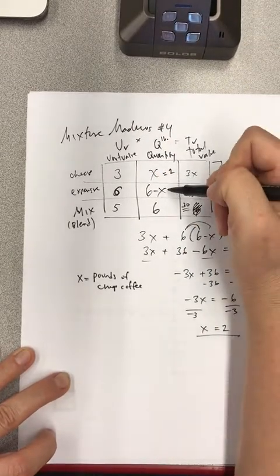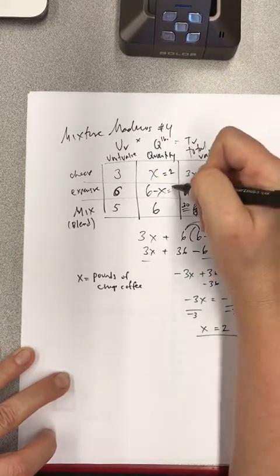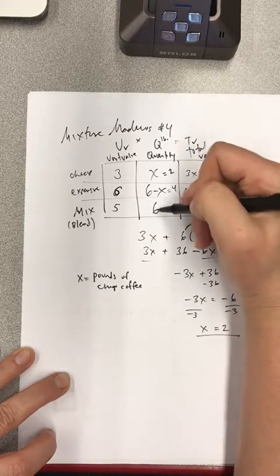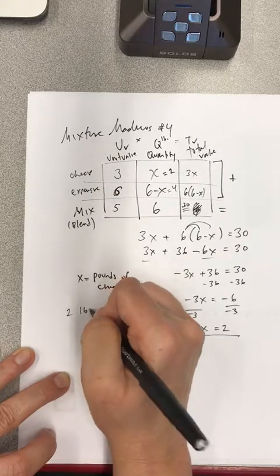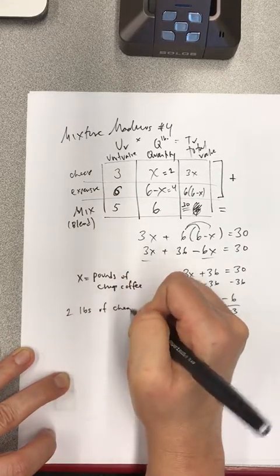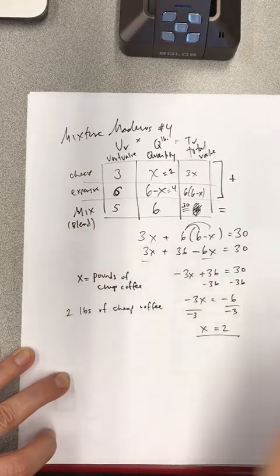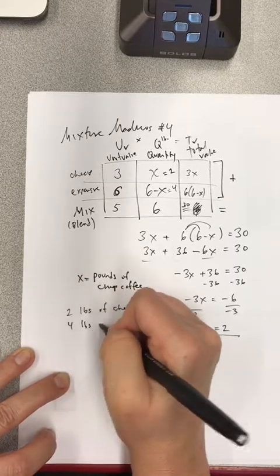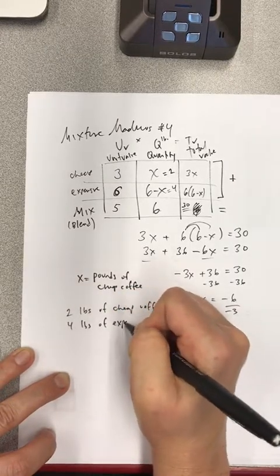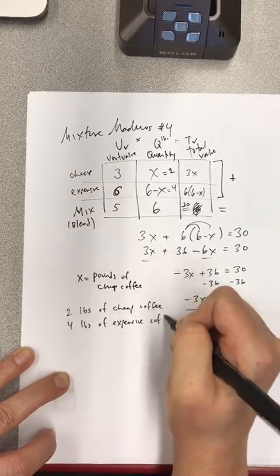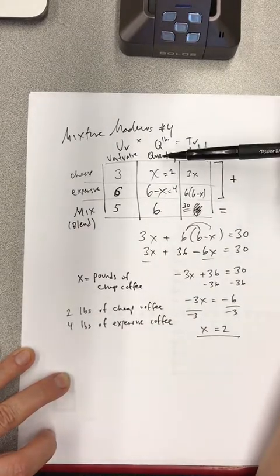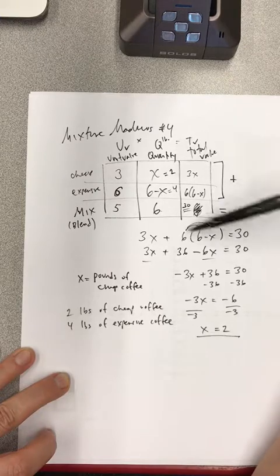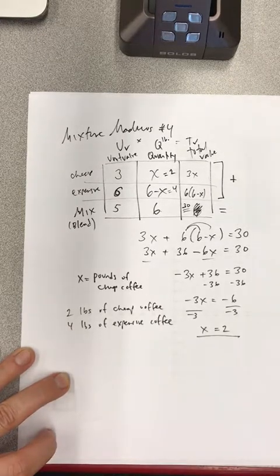And then what's 6 minus X? 6 minus 2 is 4, and that makes sense because 2 plus 4 is 6 total. We nailed it. So that's 2 pounds of cheap coffee and 4 pounds of expensive coffee. We can do this. It's totally doable. The chart will help. Unit value, quantity, total value, and then we make our equation with this third column. All right, good luck, kids.